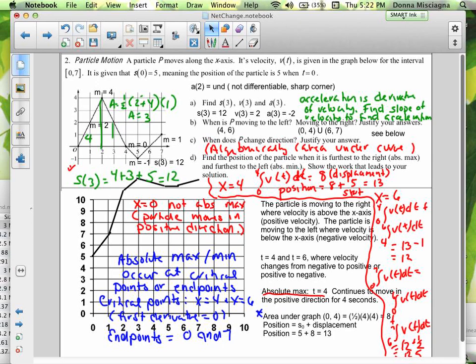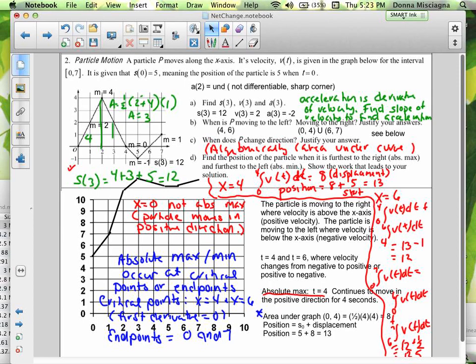When's the particle moving to the left? Well, when the velocity is negative, so from 4 to 6. Here I have all my becauses below, my justifications. I have my answers above. When's it moving to the right? It's moving to the right from 0 to 4 and from 6 to 7 seconds. If you look below, the particle is moving to the right where velocity is above the x-axis, positive velocity. The particle is moving to the left where velocity is below the x-axis, negative velocity. Make sure you justify your answers.